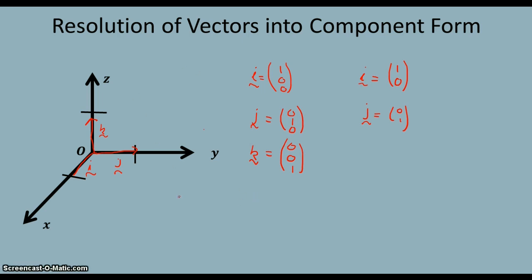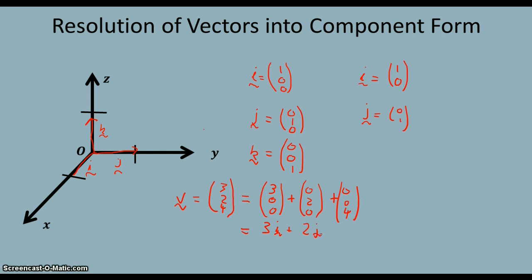For example, let's define vector v as having the components 3, 2, and 4. Writing that as a sum of its i, j, and k components, we would say that that is 3, 0, 0 plus 0, 2, 0 plus 0, 0, 4. Then we can write this in i, j, and k notation as being 3 times the vector i, plus 2 times the vector j, plus 4 times the vector k.